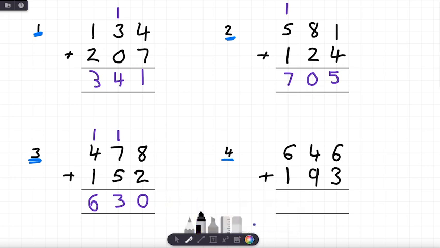With our last one, we've got 6 plus 3 is 9 units. 4 plus 9 is 13, gives us a carry. And 1 plus 6 plus 1 is 8, so that's 8 in the hundreds column. So the answer is 839.